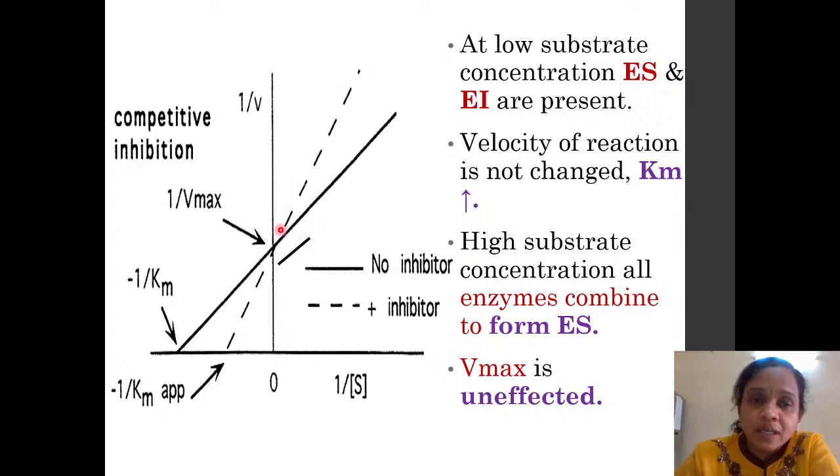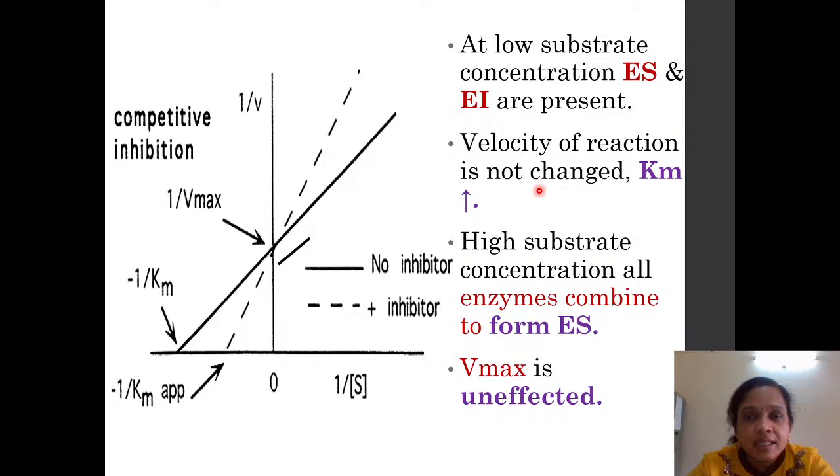Now, once the inhibitor comes, what will happen? Km will increase. Why is the Km increasing? Km reflects the affinity of the enzyme towards the substrate, and now we have inhibitor, so the affinity of the enzyme towards the substrate is decreasing. As a result of that, Km will increase. In the presence of the inhibitor, the affinity of the enzyme towards the substrate is decreasing. That is why the Km of the reaction will increase.